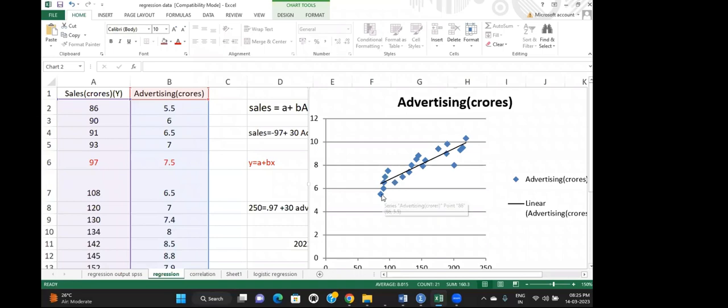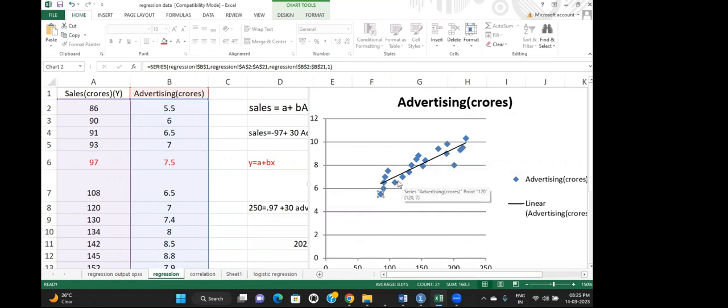So let's say you have plotted this. You can see the value of this is 86 and 5.5, so this is the first value. For the whole data, these are the points. Can you see the scattered points? And this is the regression line. This line you can see is called the regression line. What is a regression line? The best fit line. This is the best fit line that represents all this data of sales and advertisement.